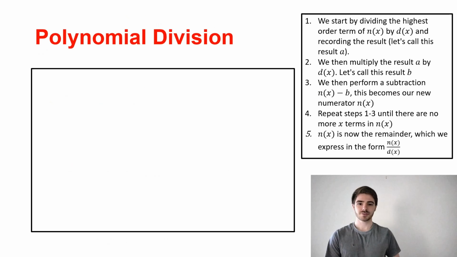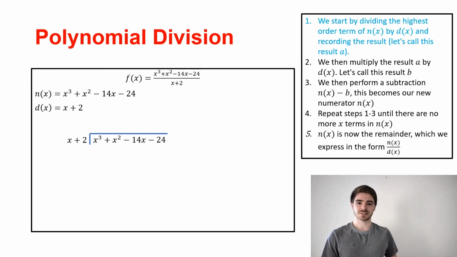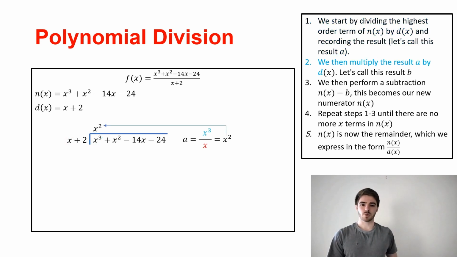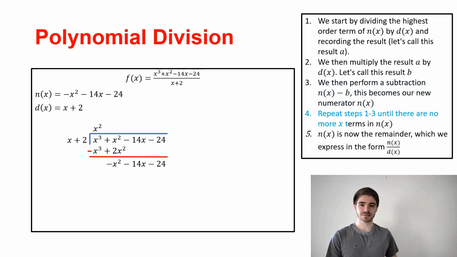Let's run it. Using the example from before, set up the division as shown. The first step is to divide the highest order term of the numerator by the highest order term of the denominator. In this case, we end up with x squared. Step 2 is to multiply our result from step 1 by the entire denominator. Step 3 is to subtract the result from step 2 from our numerator. This result will then become our new numerator. Now, we're going to repeat steps 1 to 3 until there are no more x terms in our numerator.